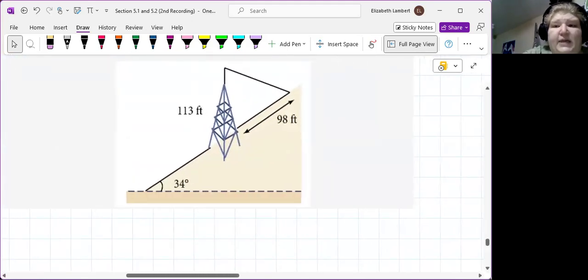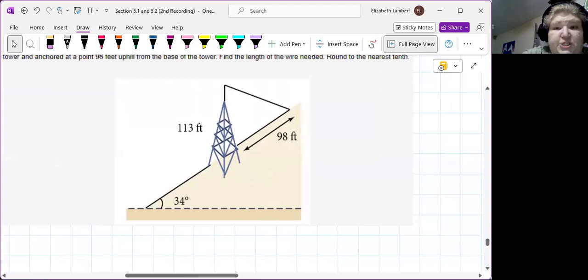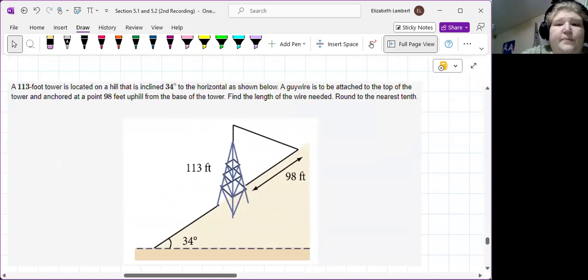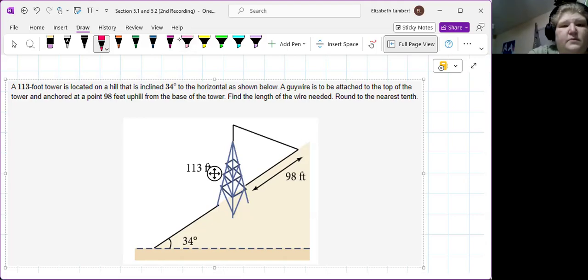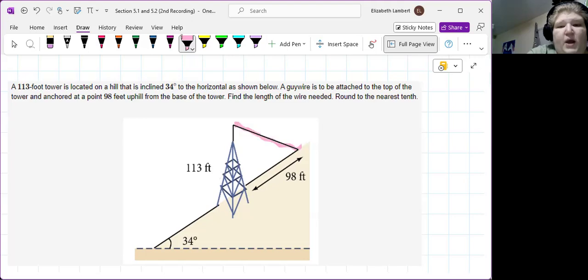All right, over here, I have a question from WebWork. So now we've got a point uphill, then we have this wire, and they want to know the length of wire. Now, WebWork, unlike our book, is very good at giving us rounding directions, because they have to.